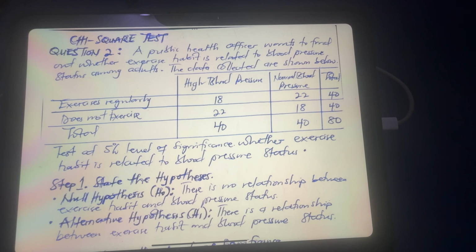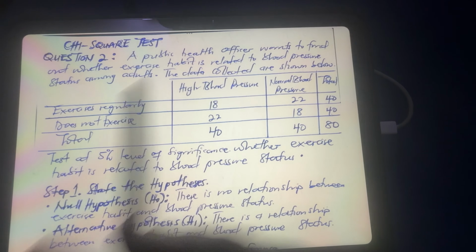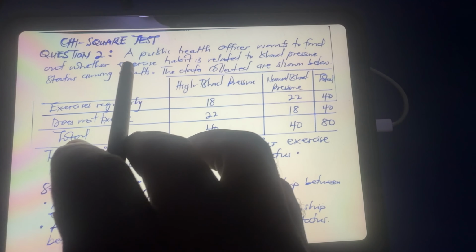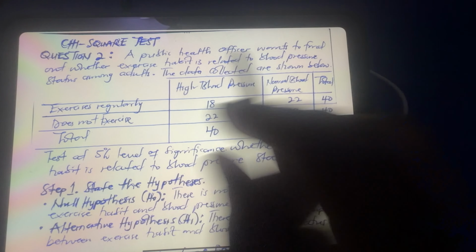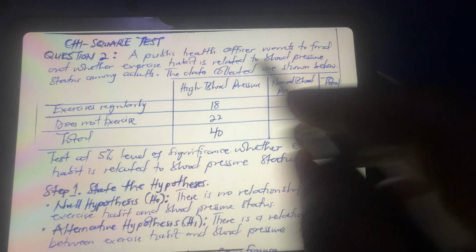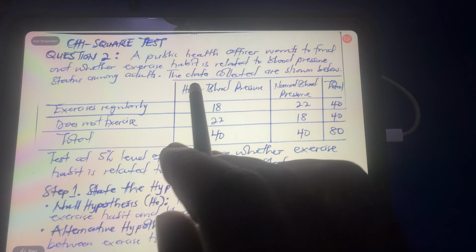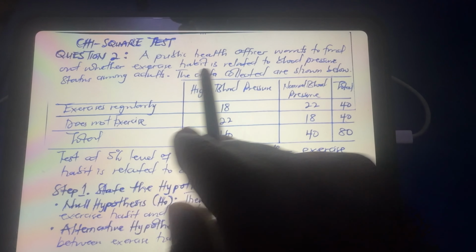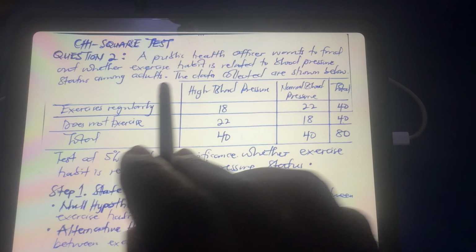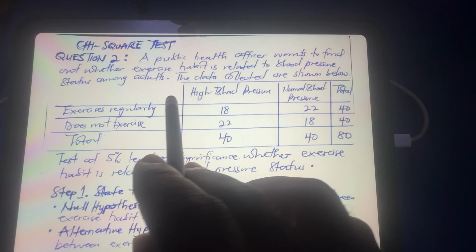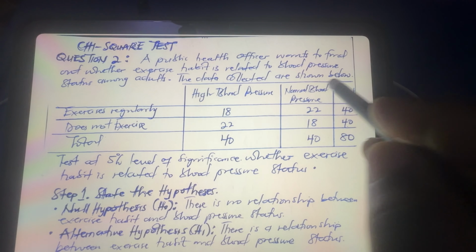Now, let's look at our second question, and this is part 2 of the chi-square test. A public health officer wants to find out whether exercise habits is related to blood pressure status among adults. The data collected are shown below.